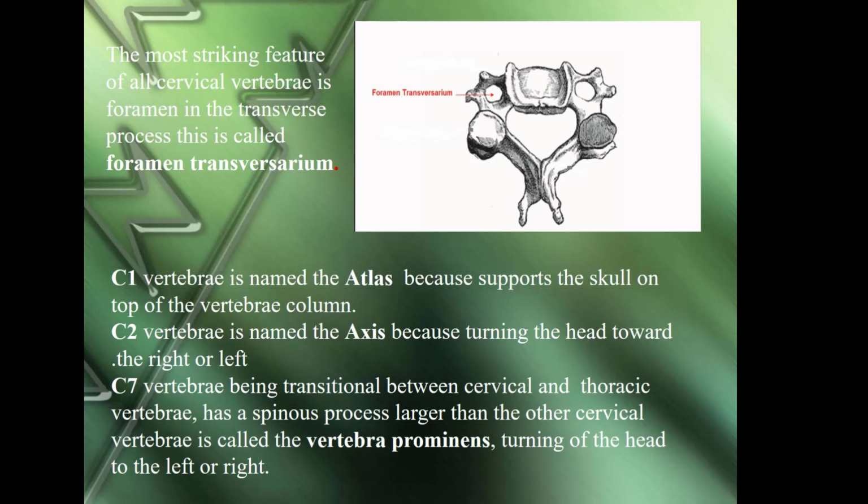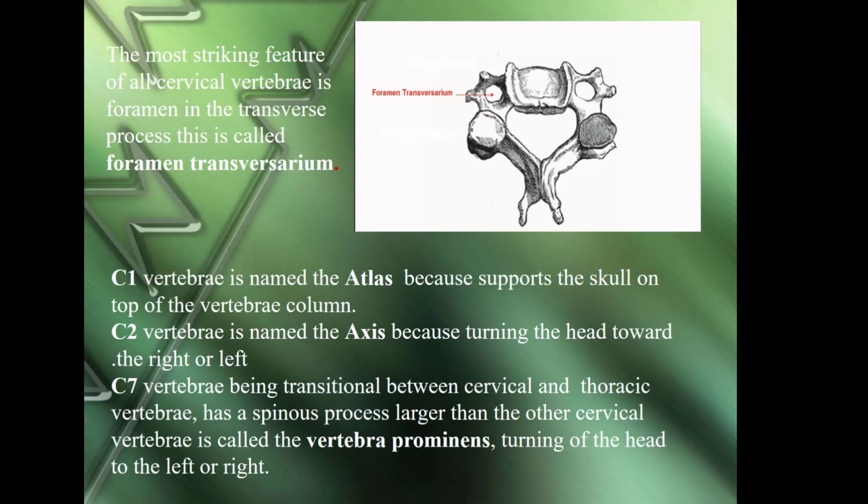The most striking feature of all cervical vertebrae is the foramen in the transverse process. This is called the foramen transversum. This is for the passage of the vertebral artery. The C1 vertebra is named the atlas because it supports the skull on top of the vertebral column. The C2 vertebra is named the axis because of turning the head toward the right or to the left through it.